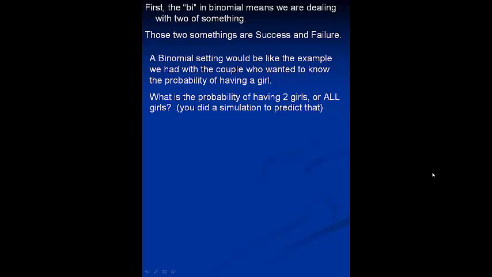A binomial setting would be like the example that we had with the couple who wanted to know the probability of having a girl. They were going to keep having children until they had girls. And we looked at the probability of having two girls or all girls. Remember, they stopped, I think, at 4 children. So to have a binomial setting, the following criteria must be met. There are 4 different criteria, and they're very similar to the geometric distributions that we'll talk about at the end of the chapter, with one exception.